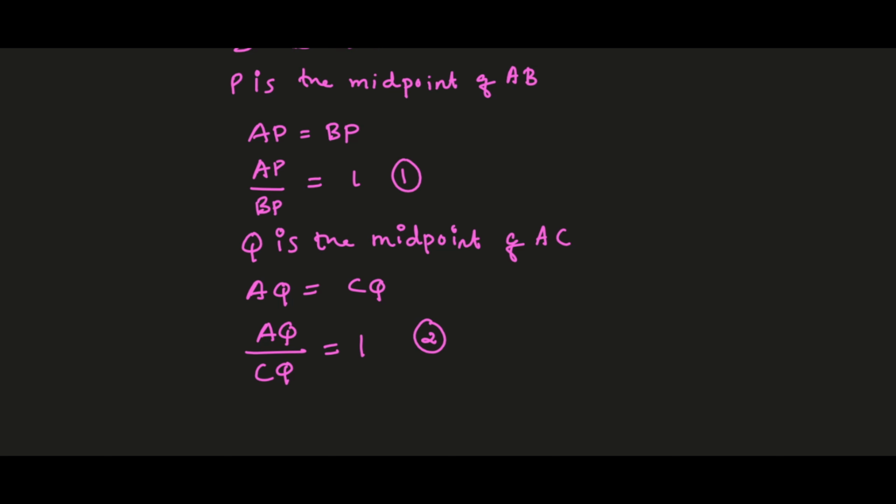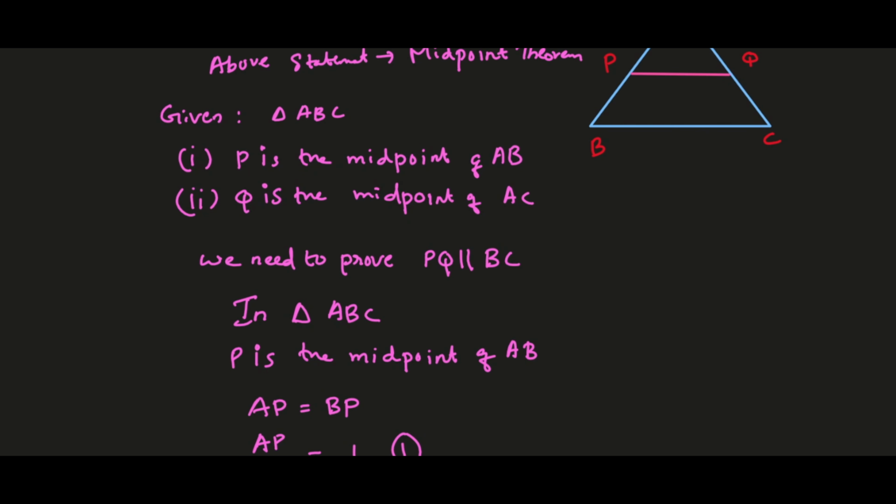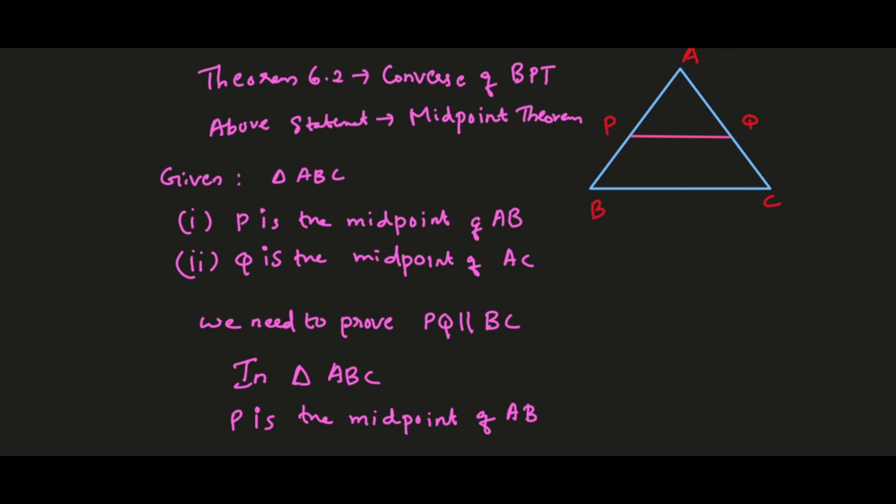Comparing 1 and 2, the RHS are the same, so we can equate the LHS. Comparing 1 and 2, we get AP by BP is equal to AQ by CQ.